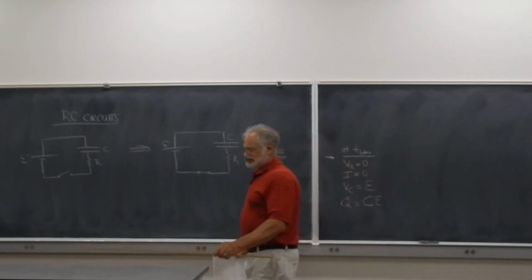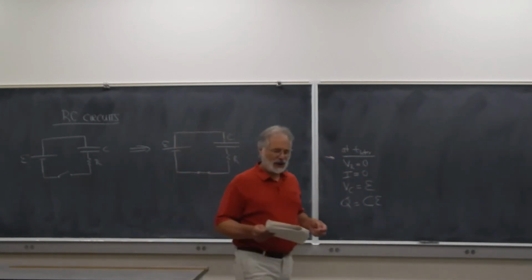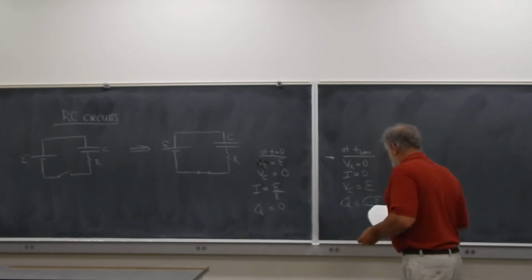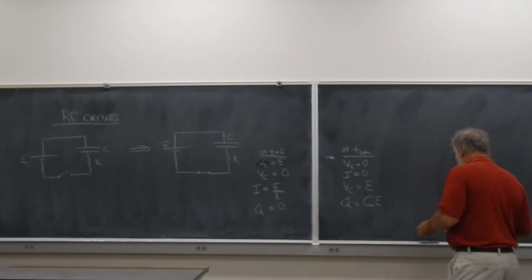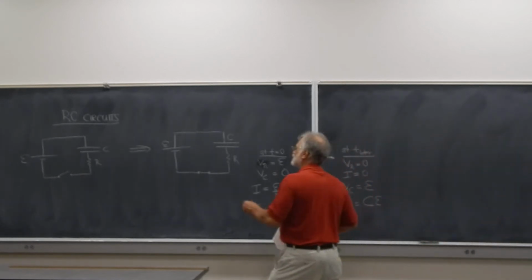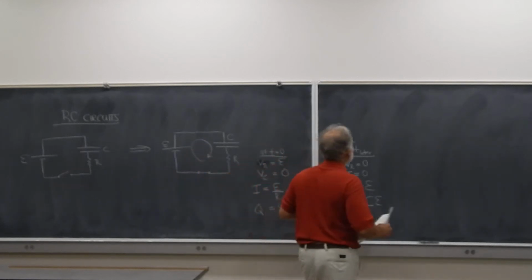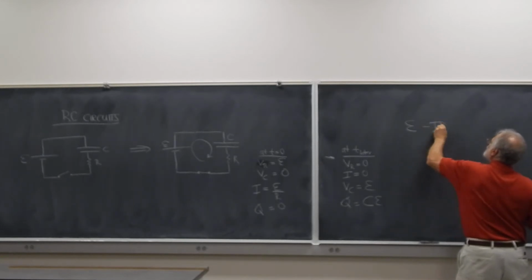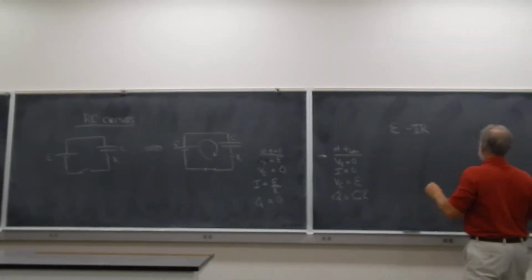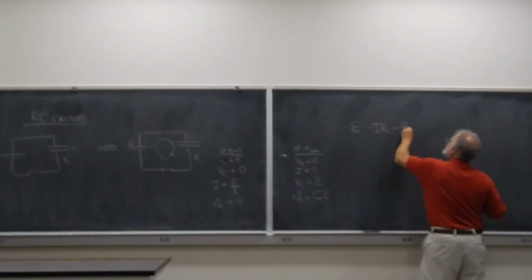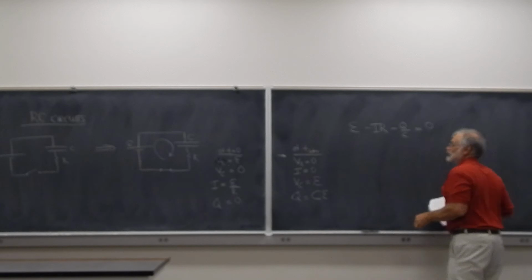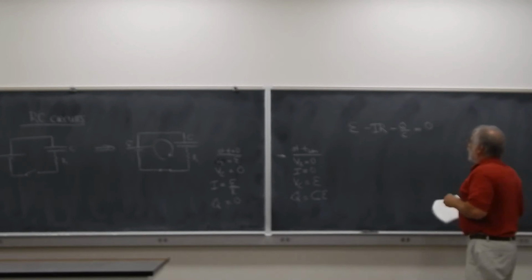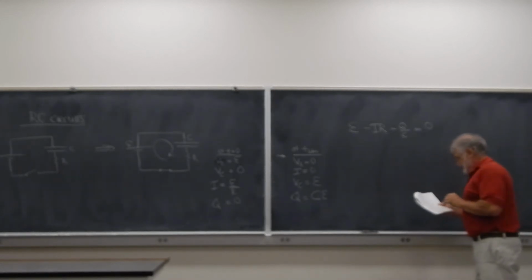And what we'd like to do is see how that transpires in time. And the way to do that is we can take advantage of Kirchhoff's loop rule. So if I go around the loop, I can write this as E, the battery, minus the voltage across the resistor, minus the voltage across the capacitor equals 0. Kirchhoff's loop rule: the voltages around the loop sum to 0. And in this case, Q and I are going to be instantaneous values.